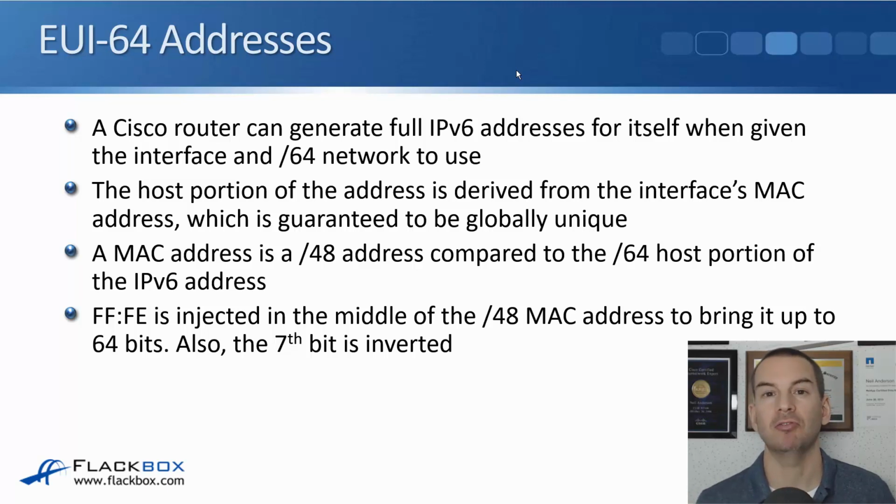But a MAC address is 48 bits long, and the host portion of an IPv6 address is 64 bits long. So to derive the host portion of the IPv6 address from the MAC address, we need to make the MAC address longer. We need to extend it from 48 bits to 64 bits. The way that that is done is FF:FE is injected into the middle of it. Also, the seventh bit is inverted.